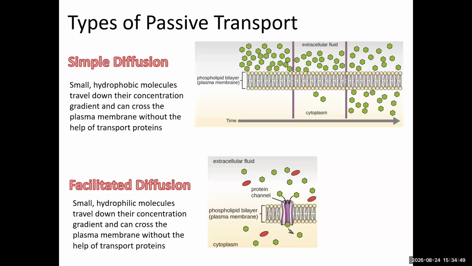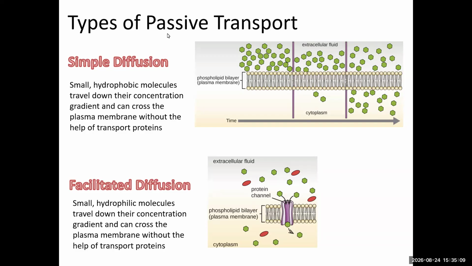In this video, we are going to review passive transport and talk in more depth about the three types of passive transport: simple diffusion, facilitated diffusion, and osmosis, the diffusion of water. So what I want to start with is a quick review of passive transport.